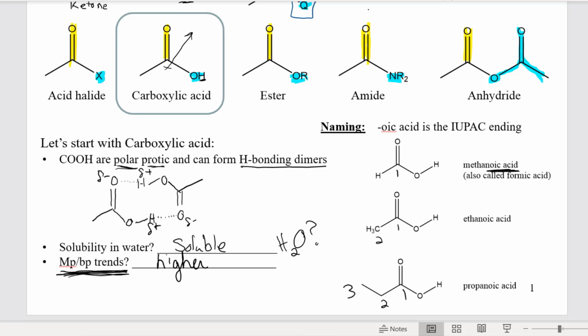There are some compounds, obviously, that have common names. Ethanoic acid is vinegar, right? So I just want you to be aware that I'm not going to be testing you on IUPAC naming of carboxylic acids, but that's pretty much the long and short of it.